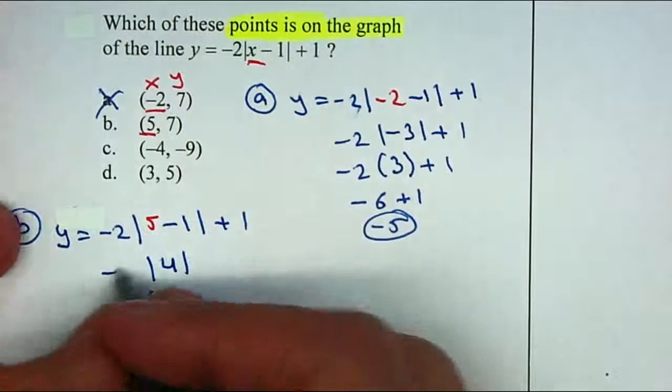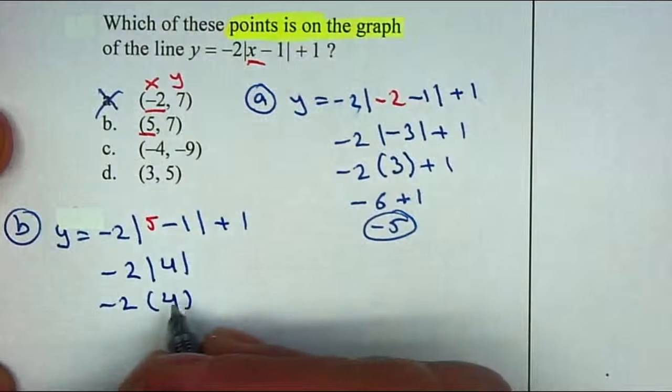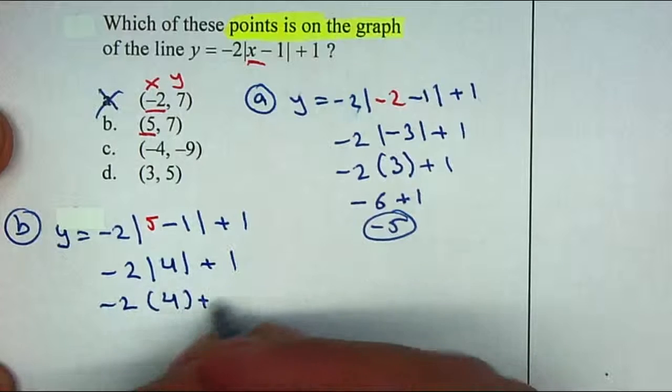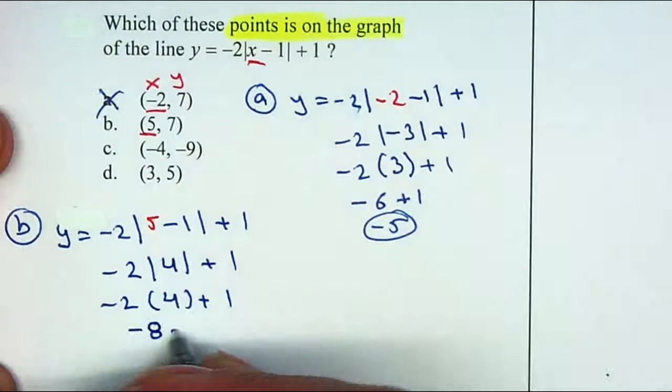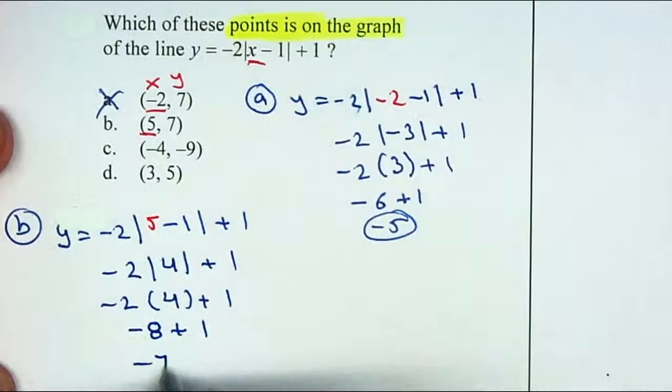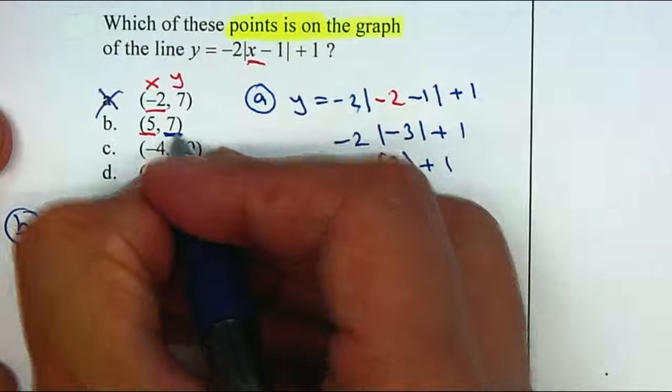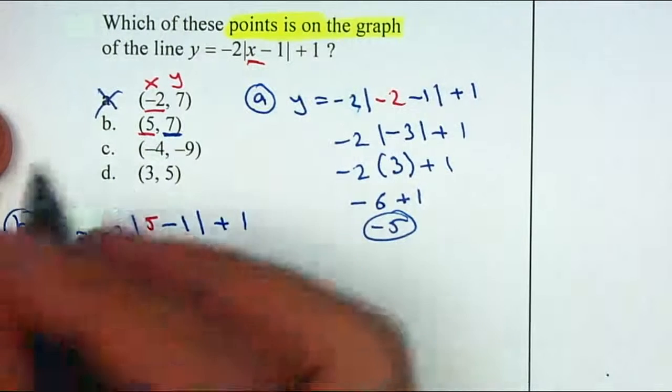I'm going to bring everything else down. Plus 1, plus 1. That gives me a -8 plus 1. That is -7. I need for it to be a 7. Let me try letter C.